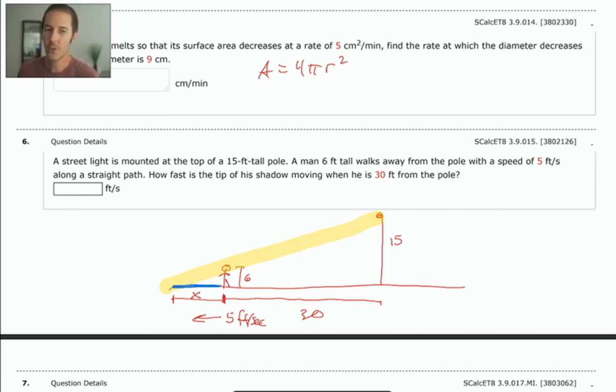So maybe the 30 should originally be represented as a variable, so that when you take the derivative of it with respect to time, it will become d variable dt, and then you can plug in the 5 there. I wonder what that's going to do to that x. How fast is the tip of his shadow moving when he's 30 feet away from the pole? Not only is the length of that shadow growing, but the fact that the man is moving, he's pushing the tip of his shadow as his shadow is growing. So it's almost like you have two horizontal values that are changing, and in this case moving to the left at the same time.